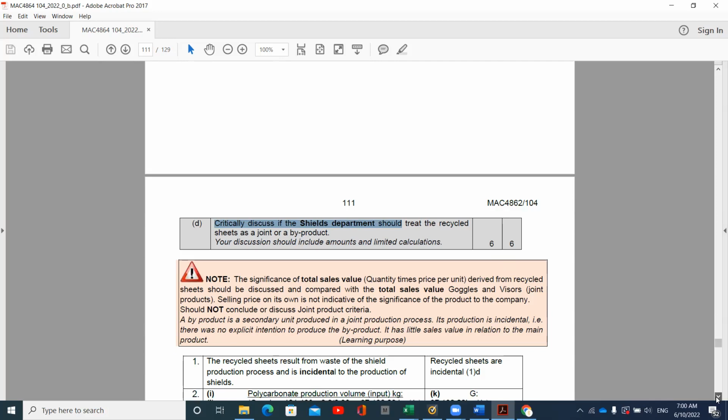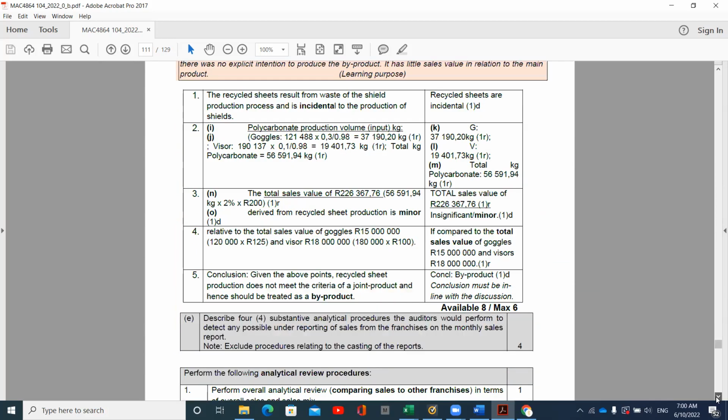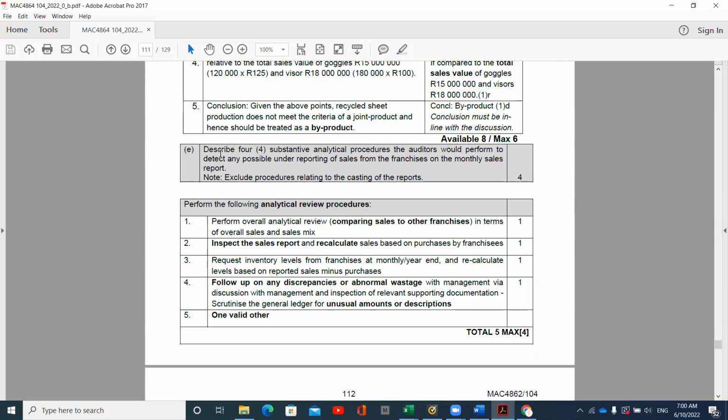So you can read through that one, and then this is an auditing question, so you can read through this from an auditing perspective.